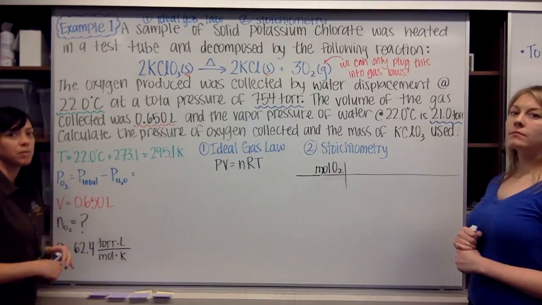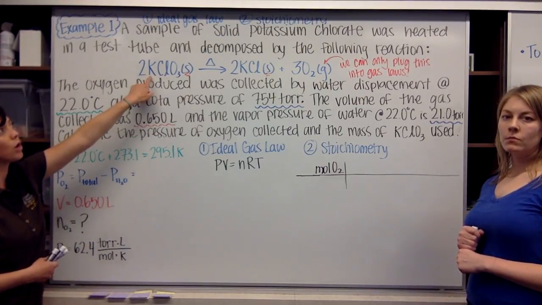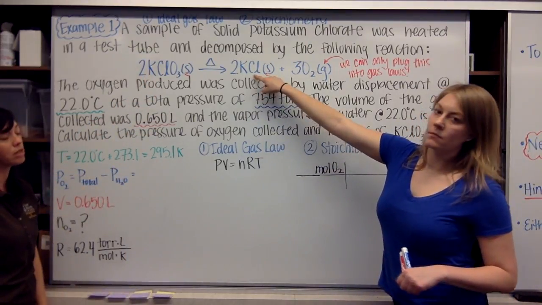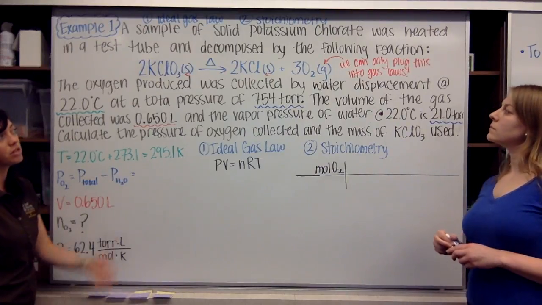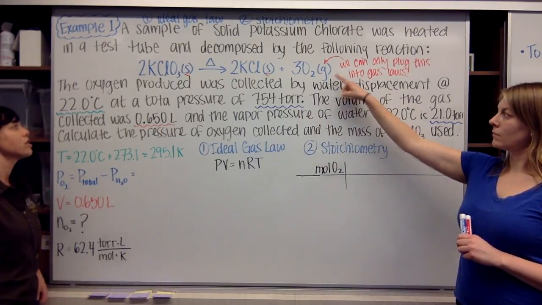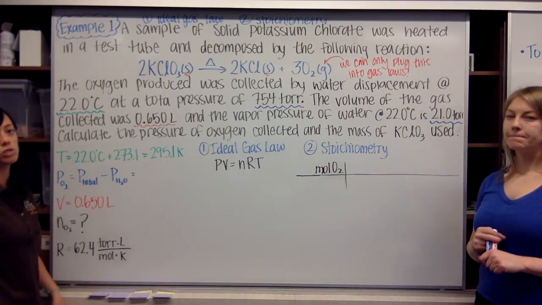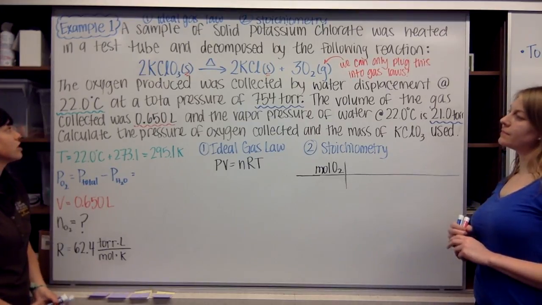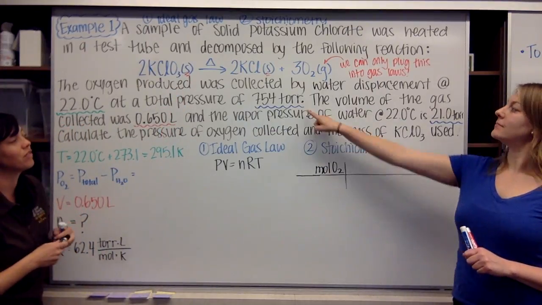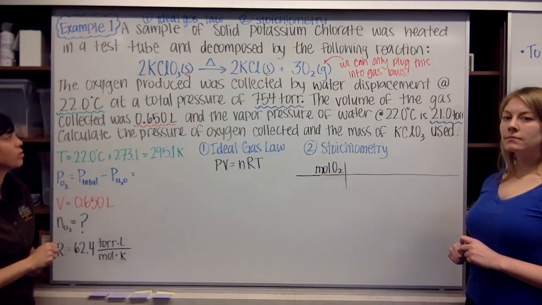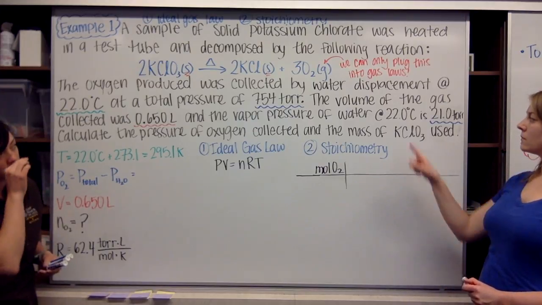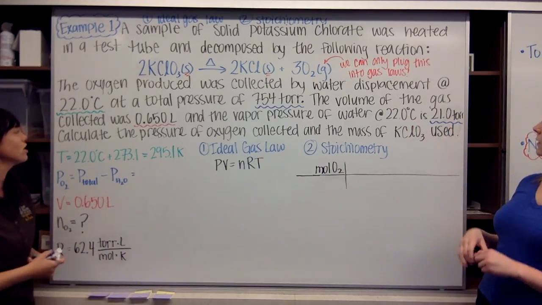Okay, so our first example is a sample of solid potassium chlorate was heated in a test tube and decomposed by the following reaction. So it decomposed into potassium chloride and oxygen gas. This is the only thing that we can plug into a gas law because it's the only gas that we have in this equation. The oxygen produced was collected by water displacement, which we saw in our lab, at 22 degrees Celsius at a total pressure of 754 torr. The volume of the gas collected was 0.650 liters, and the vapor pressure of water at 22 degrees Celsius is 21.0 torr.